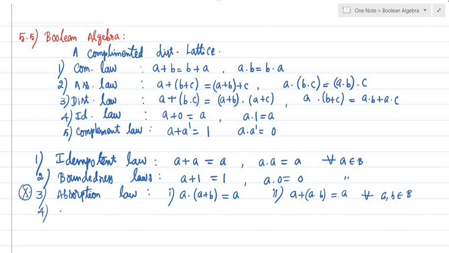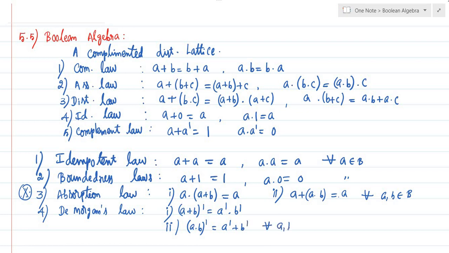And the fourth one is De Morgan's law. Remember, we already studied De Morgan's law with respect to lattices also, but now we are going to study De Morgan's law using the Boolean algebra concept. The first one, (A plus B) whole dash is equal to A dash dot B dash, and the second formula is (A dot B) whole dash is equal to A dash plus B dash. This is true for all A, B belonging to capital B.